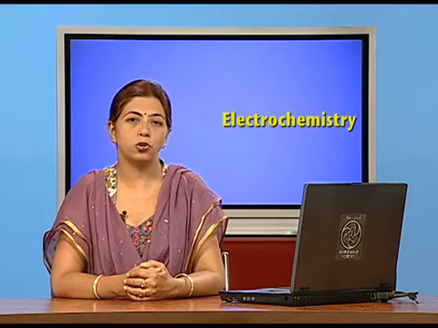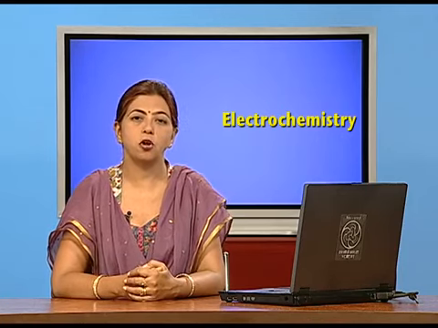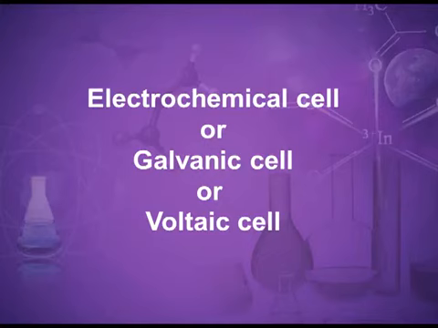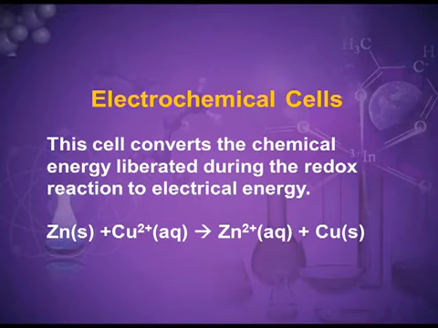As I have earlier told you, the redox reaction is the basis of an electrochemical cell, or you can say a galvanic cell or a voltaic cell. Let's know what that is. This cell converts the chemical energy liberated during the redox reaction to electrical energy. Again, there is an example of the zinc-copper cell. The chemical energy which is produced during this reaction is converted into electrical energy. That is the function of an electrochemical cell.